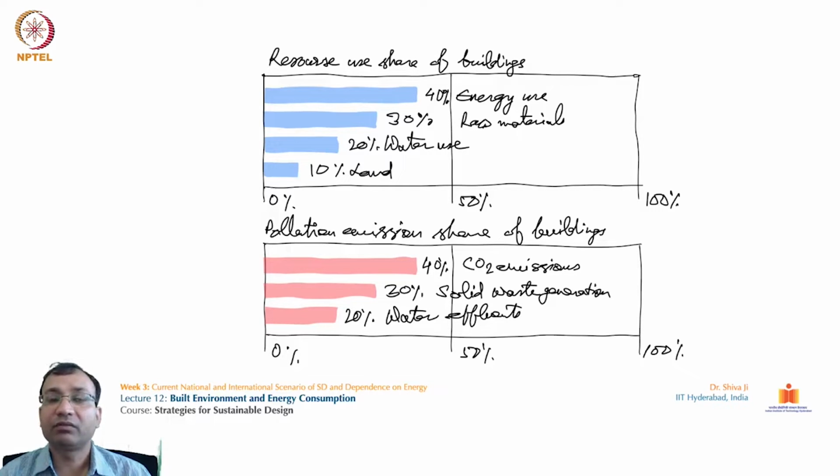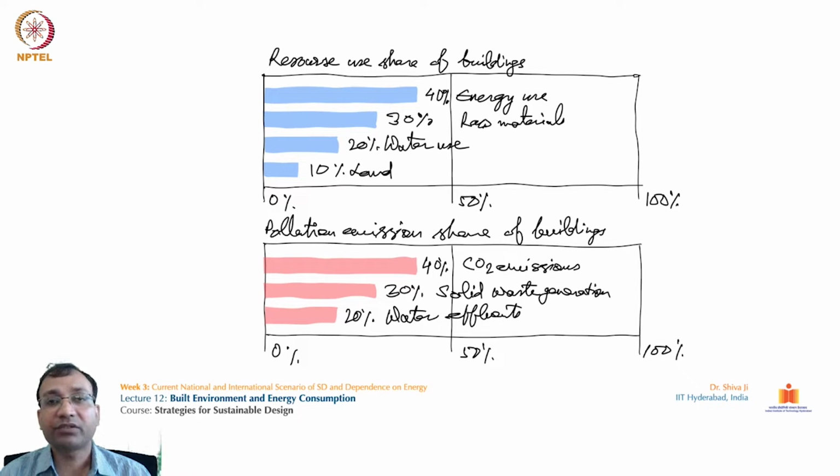And raw materials, what buildings consume for construction material, for their operations, for the maintenance, all of that put together, consumes around 30% of the raw materials use, which is huge. So in terms of resource and energy consumption, the buildings are one of the largest consumers among all of the sectors combined.